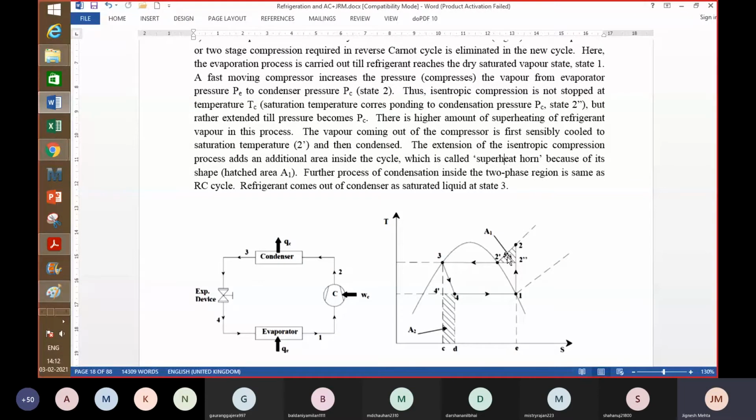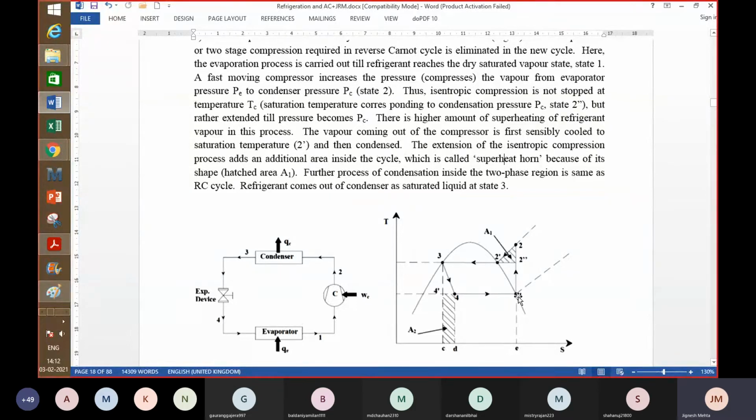So this superheat horn produces an additional area which is added to the cycle, which was not there in the reverse Carnot cycle, but it is always there in the vapor compression refrigeration cycle. Now you condense it up to point 3, and then as per the reverse Carnot cycle, you will expand it isentropically up to point 4 dash, and then 4-1 would be the evaporation process.